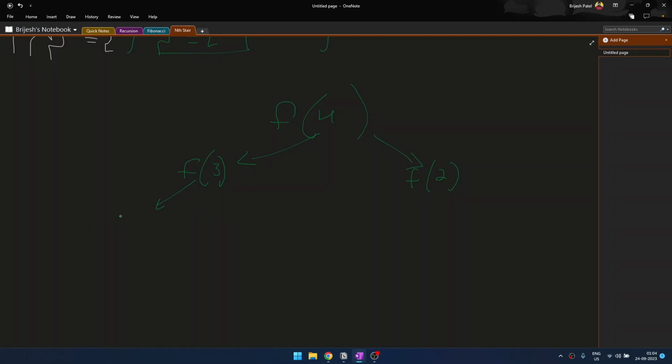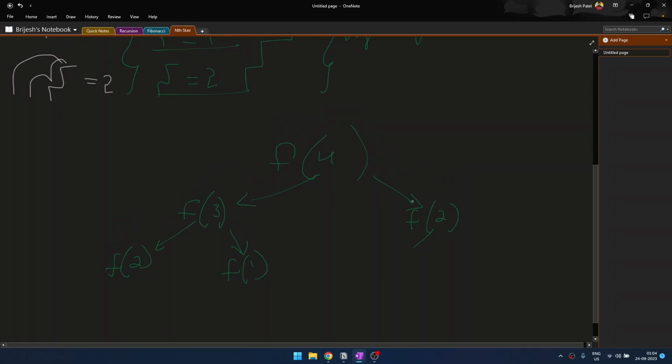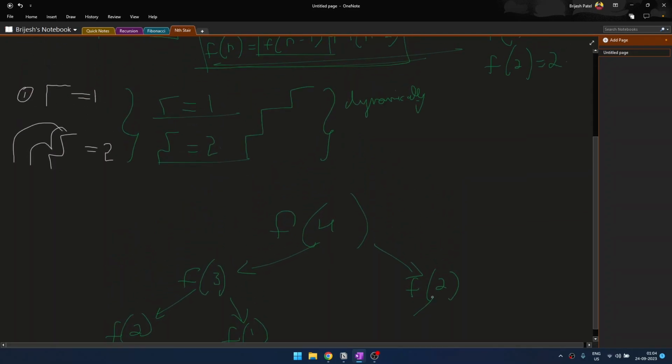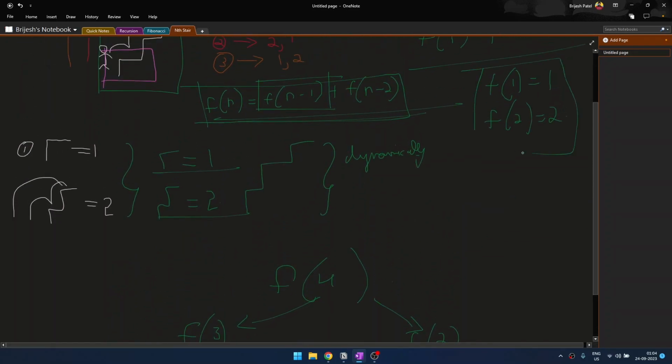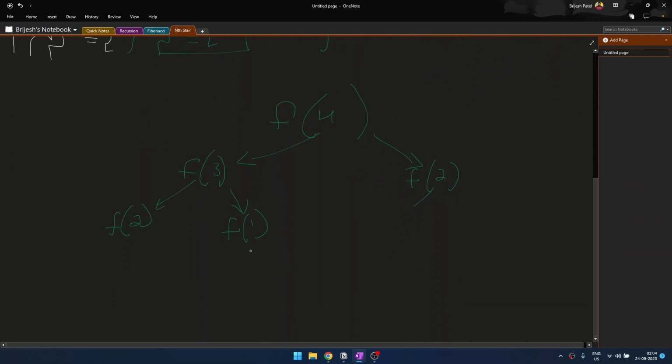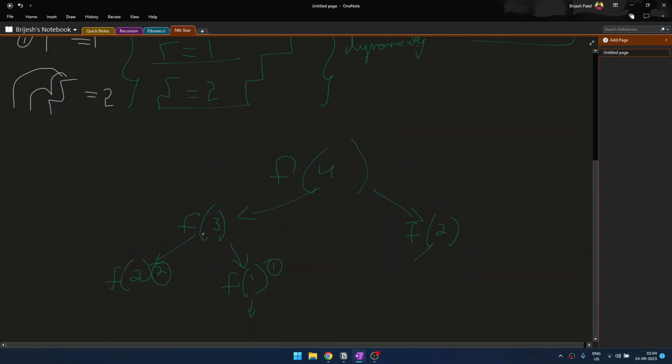This will be further split into f of n minus 1, that is 2, and f of n minus 2, that is 1. This is not required to be split further, because f of 2 we already have the value equal to 2 and f of 1 is already 1. So this becomes 1, this becomes 2. These both are fed back into f of 3. So this essentially becomes 1 plus 2, that is 3.